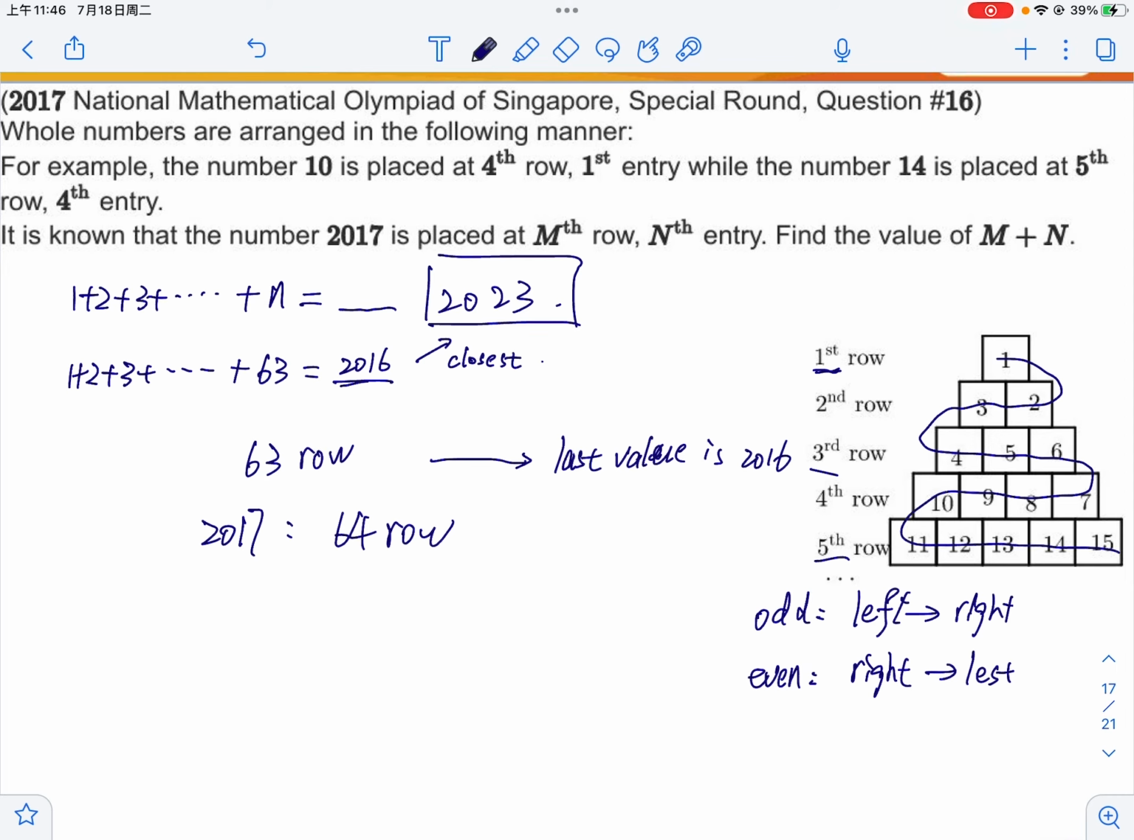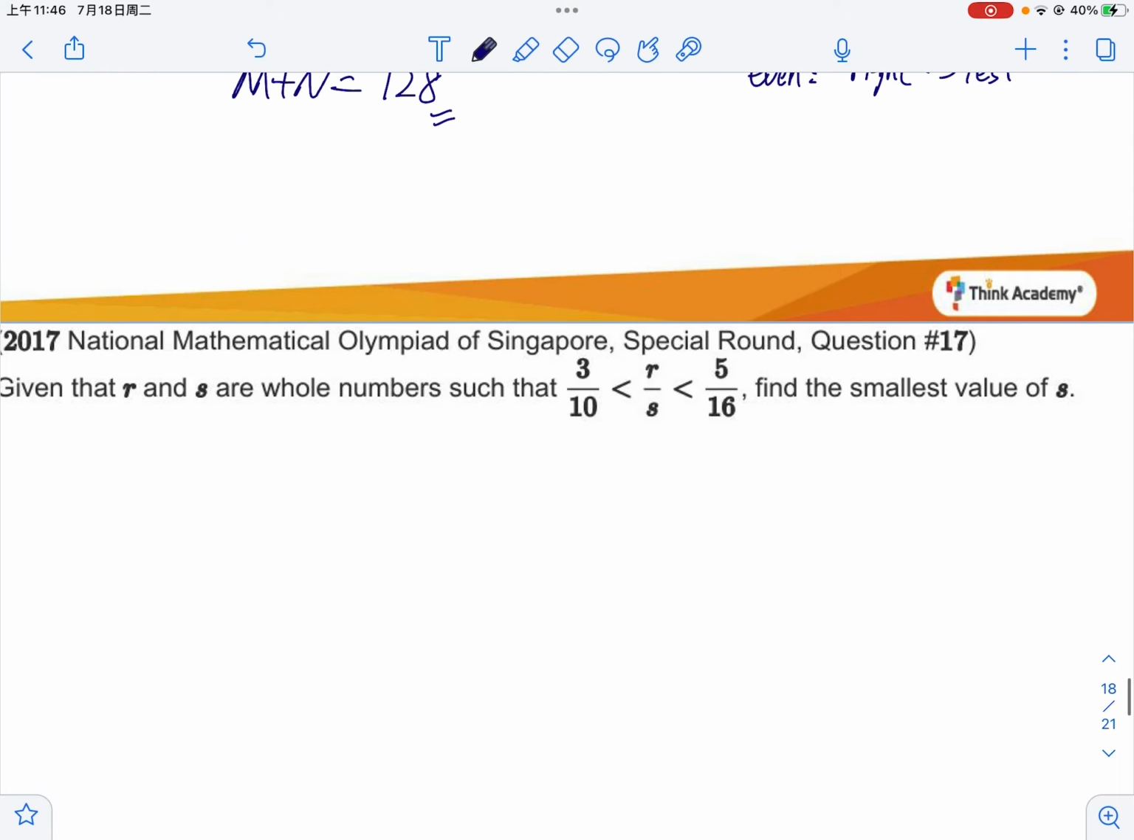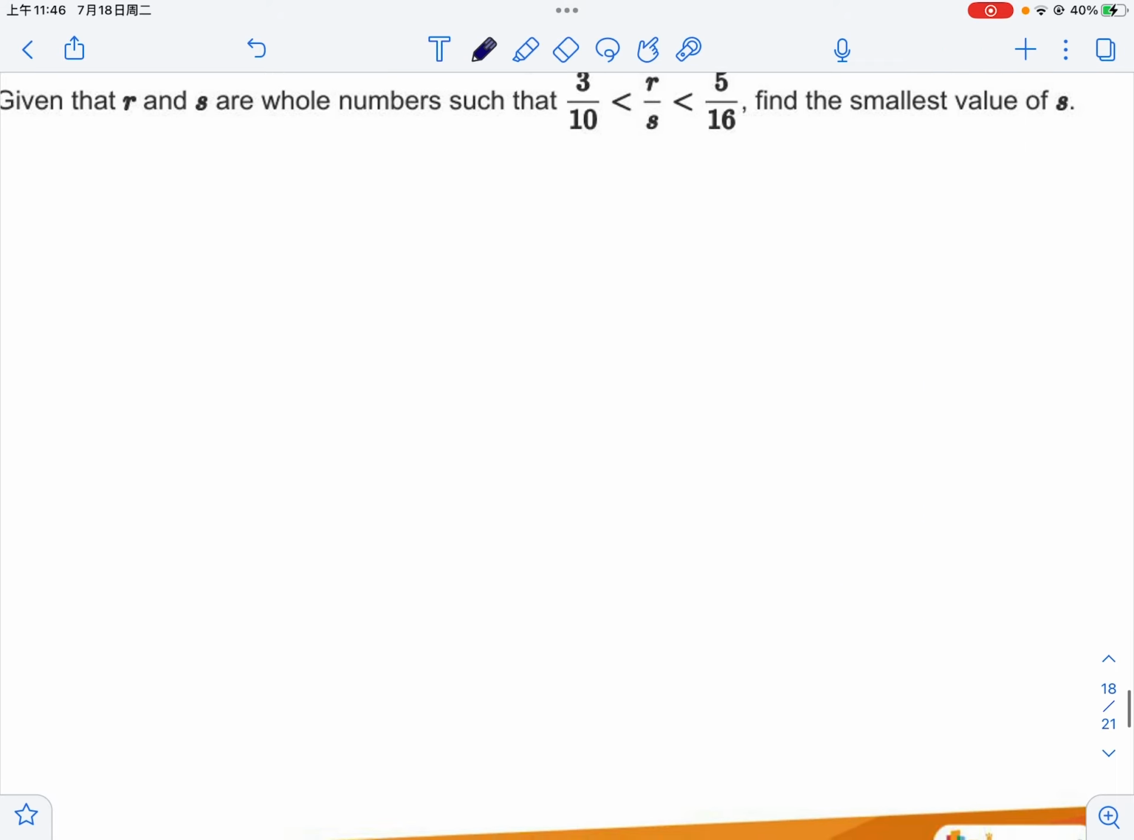Now tell me, 2017 is in row 64. It's an even row. So the values go from where to where? It's from right to left. So 2017 is just the last number in row 64, which means m equals 64 and n equals 64. m plus n should be 128. So here's the answer.